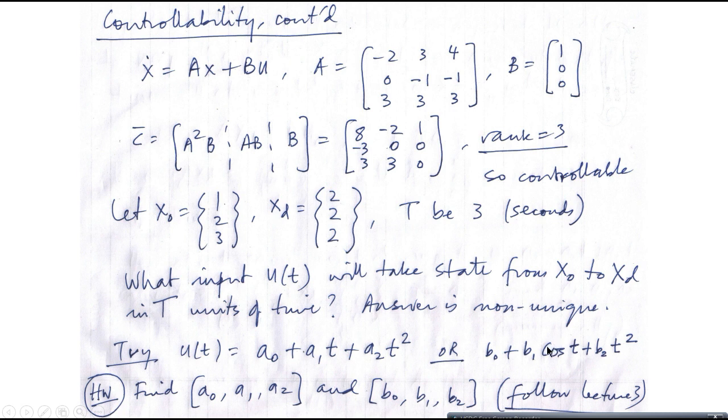If you are a control engineer controlling the system, you will not do this. I am showing you this calculation so that you can understand that in fact the state can be taken from some arbitrary initial state to some arbitrary final state within finite time, and I am showing you a way to calculate it. So do this for homework. Find a0, a1, a2 and b0, b1, b2.